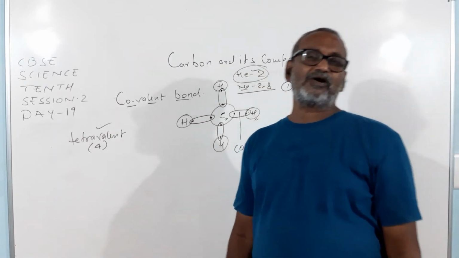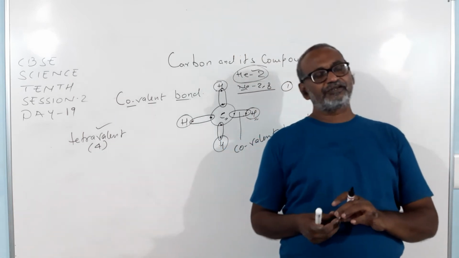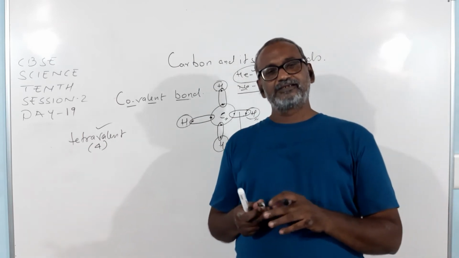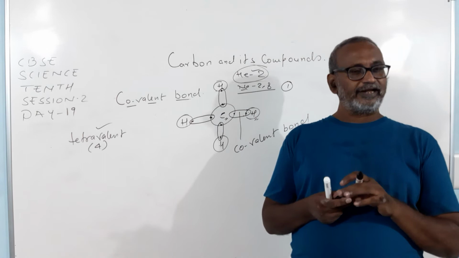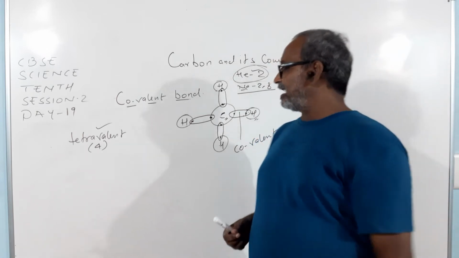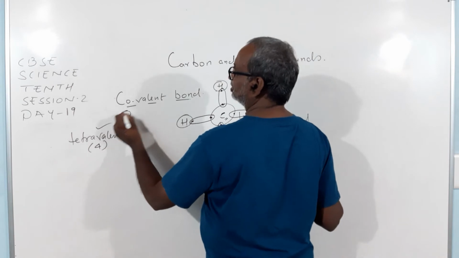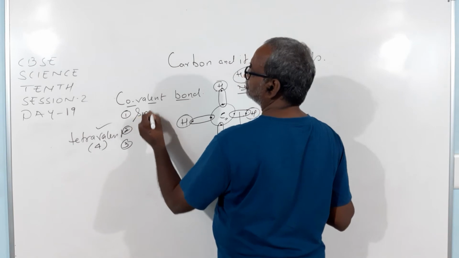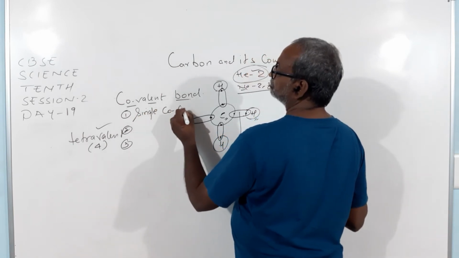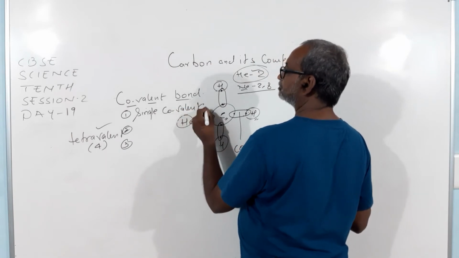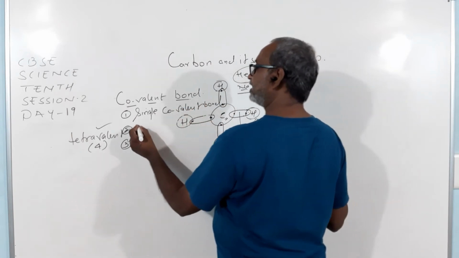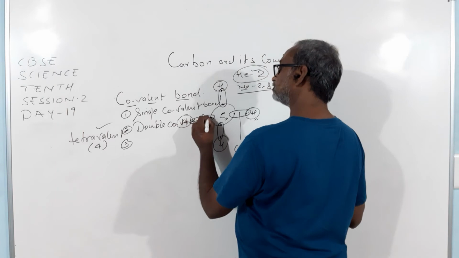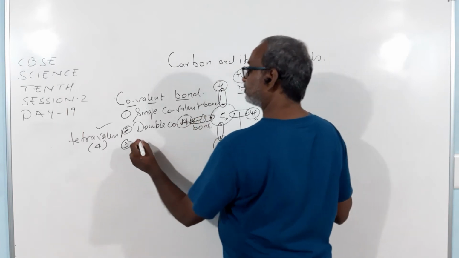So what is a covalent bond? A chemical bond which is formed between two atoms as a result of sharing of electron pairs between them is called a covalent bond. Now covalent bonds are of 3 types, namely single covalent bond, double covalent bond, triple covalent bond.